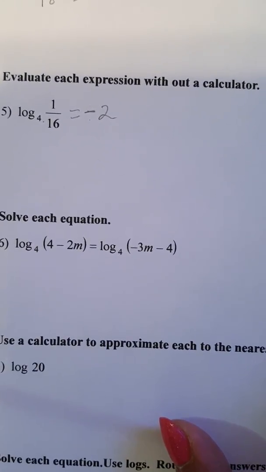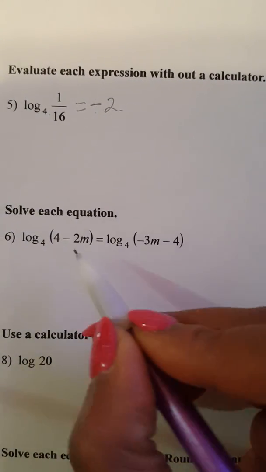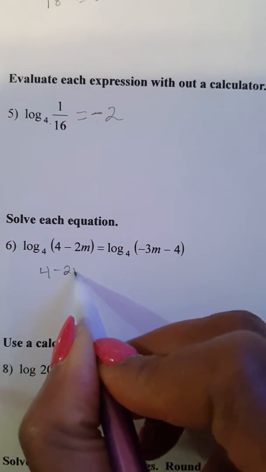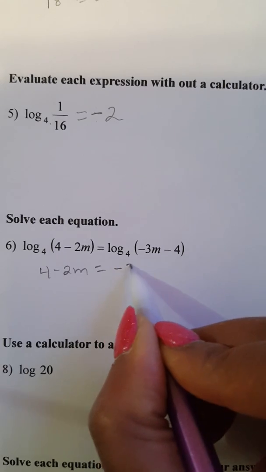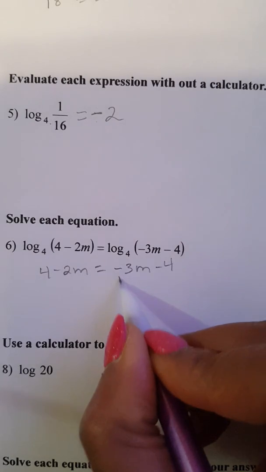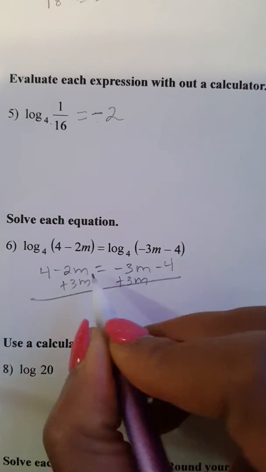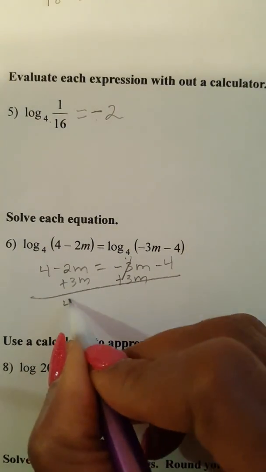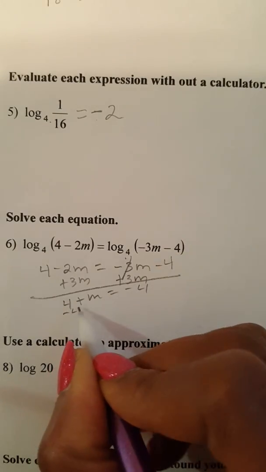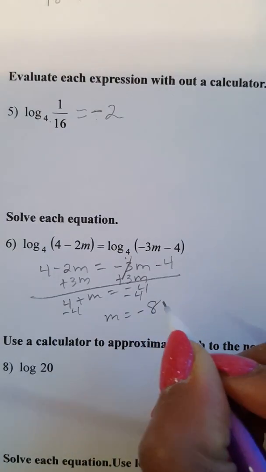Next part is to solve log equations. If you have log equals log, then you set them equal to each other to solve. So 4 minus 2m equals negative 3m minus 4. And then combine your variables. Plus 3m, plus 3m. So you have 4 plus m equals negative 4. Subtract 4, subtract 4. m equals negative 8.